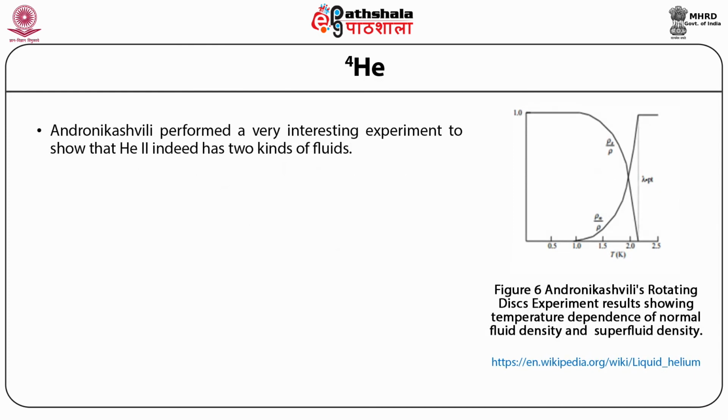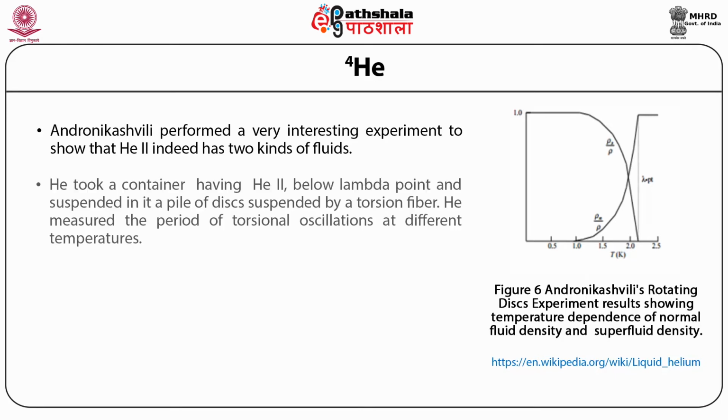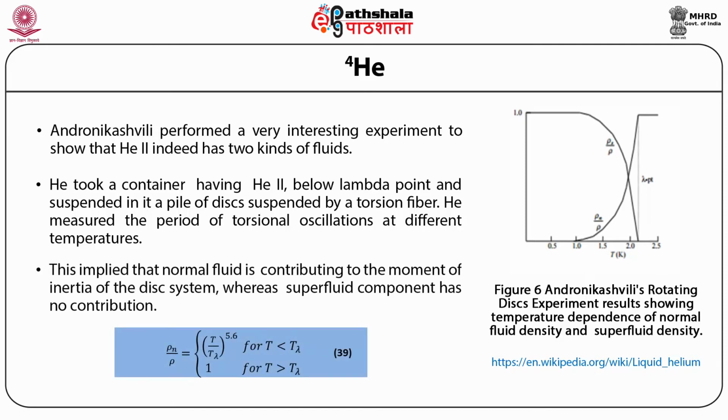Andronikashvili performed a very interesting experiment to show that helium-2 indeed has two kinds of fluids. He took a container having helium-2 below the lambda point, suspended by a torsion fiber, and measured the period of torsional oscillations at different temperatures. The disk spacing in the system was such that at the period of oscillation, the disk system was completely coupled with the normal component of the fluid, and the superfluid component remained uncoupled. This implied that the normal fluid contributes to the moment of inertia of the disk system, whereas the superfluid component has no contribution.